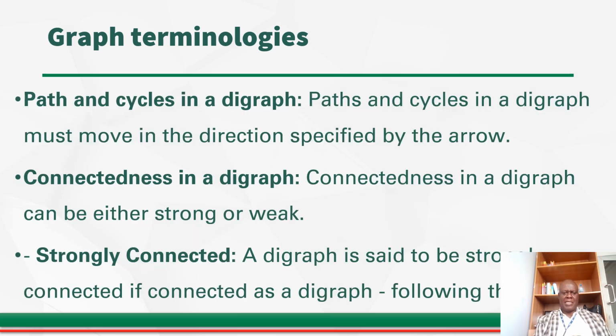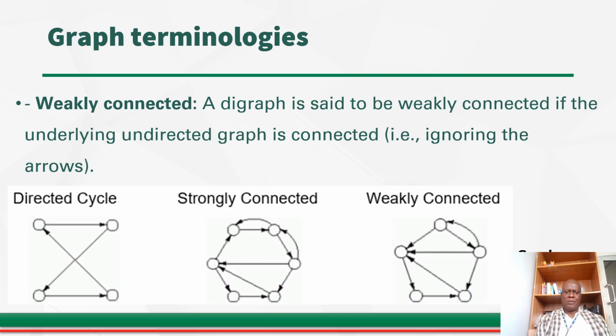Paths and circles in a digraph. Paths and circles in a digraph must move in the direction specified by the arrow. Connectedness in a digraph. Digraph here means directed graph. Connectedness in a digraph can be either strong or weak. Strongly connected: a digraph is said to be strongly connected if it is connected as a digraph, following the arrows. Weakly connected: a digraph is said to be weakly connected if the underlying undirected graph is connected, ignoring the arrows.